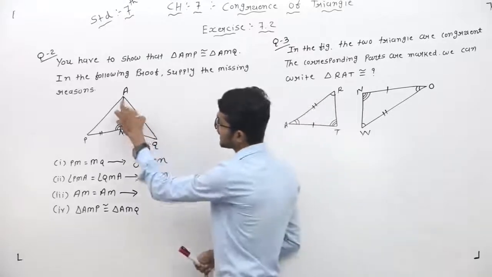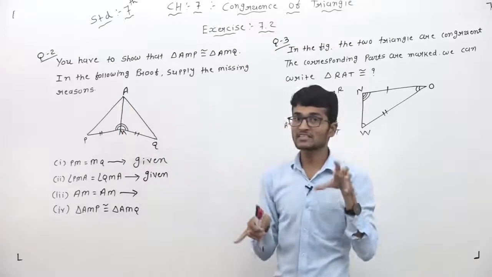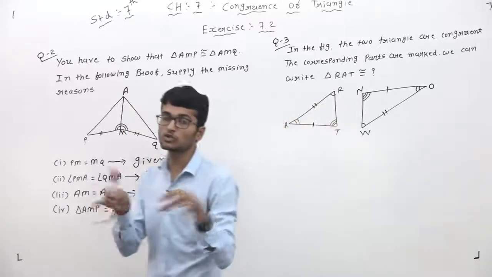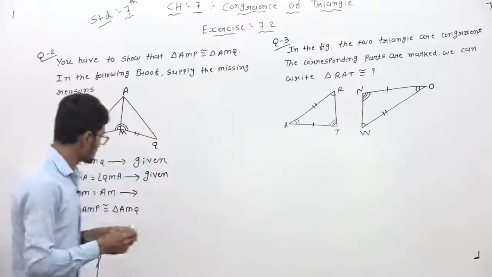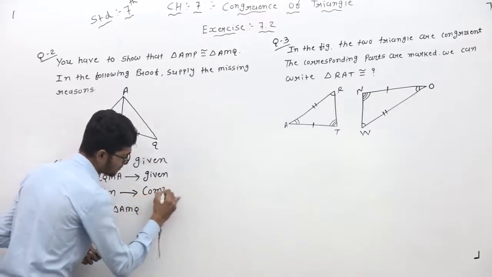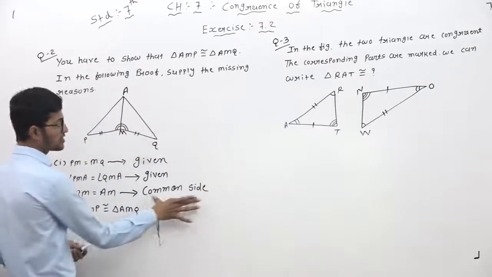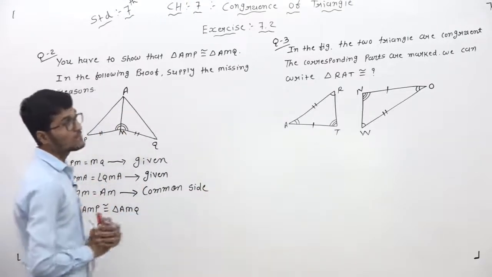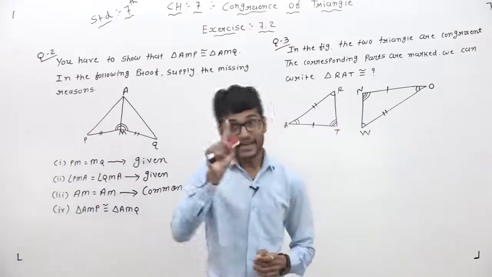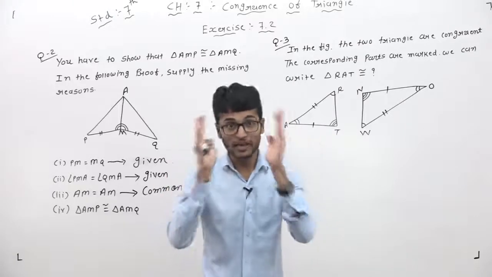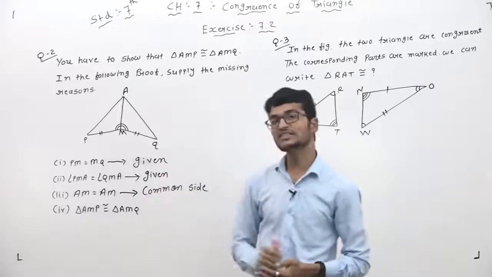So triangle AMP and triangle AMQ. AM and AM: AM appears in both. It means this AM is common to these two triangles. AM is common to two triangles. It means the answer is common side. Common side is our reason. AM is equal to AM. Why? Because this is the common side of these two triangles. AMP, AMQ: AM is in both. It means AM is common. So common side is the reason.